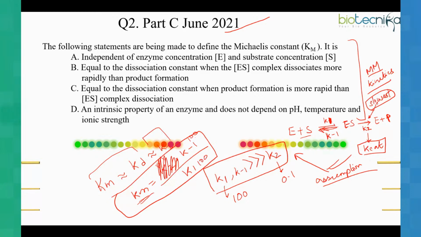And k minus 1 over k1 is equivalent to the Kd value. So in Michaelis Menten kinetics, the Km is equal to the dissociation constant when the ES complex dissociates more rapidly than the product formation. So this B is the correct statement. Is it clear or not?